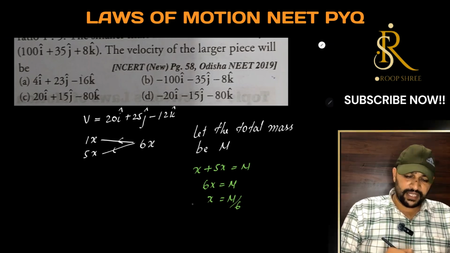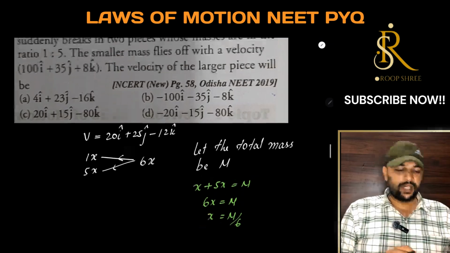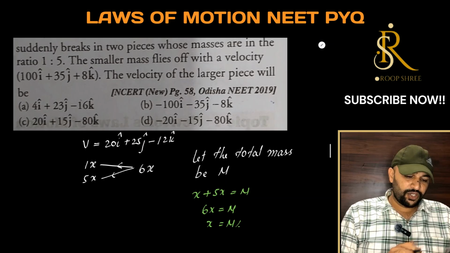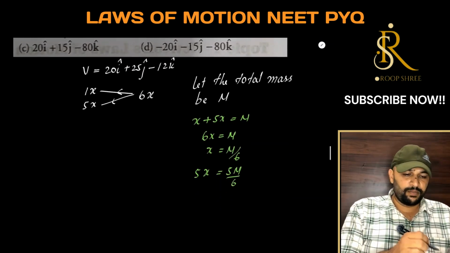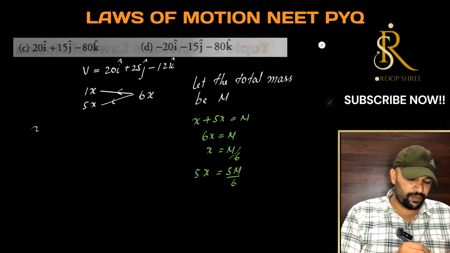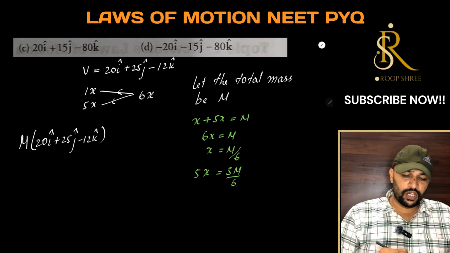So the first mass is M by 6 and the second mass will be 5x, that is 5M by 6. These are the masses after it gets split, right? Now the smaller mass flies off with a velocity, and the larger has a given velocity. Whenever such a thing happens, we follow conservation of momentum, and conservation of momentum says the total mass M into the velocity, which was 20i plus 25j minus 12k, must be equal to what?